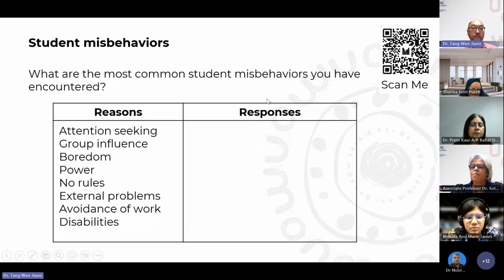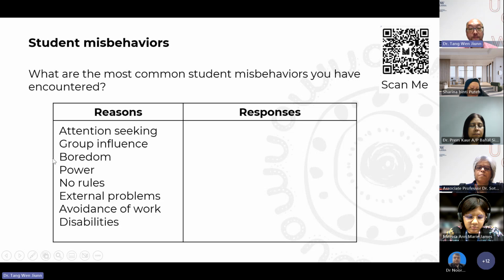So the reasons of the misbehavior. We have attention seeking. This one comes in a lot of forms, like they start to talk loudly, or they make very big movements to distract people. Or group influence. The group influence comes into the picture when you have one person seeking attention and you don't address that promptly, then it will influence the group, and then it will go uncontrollable.